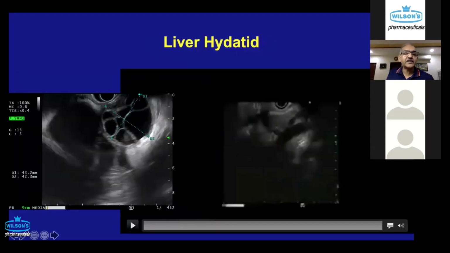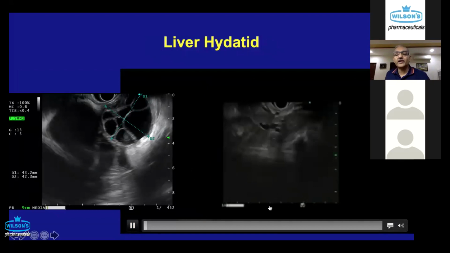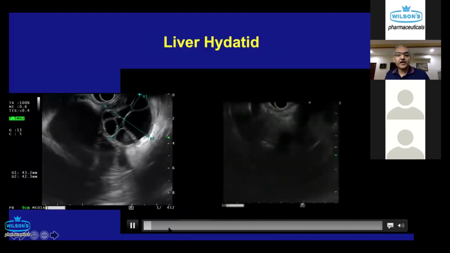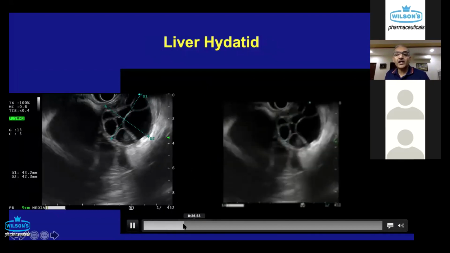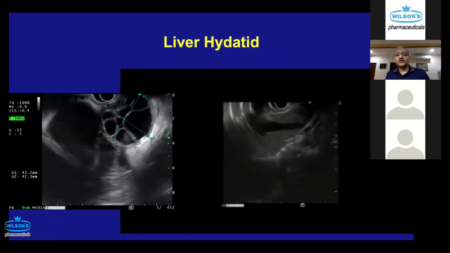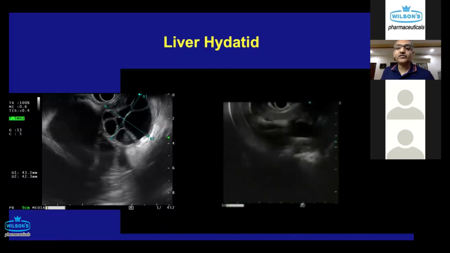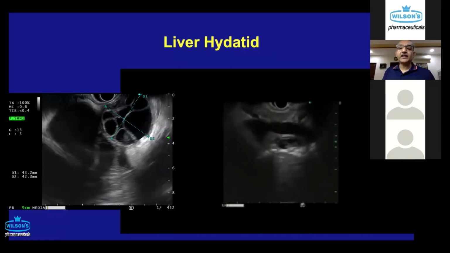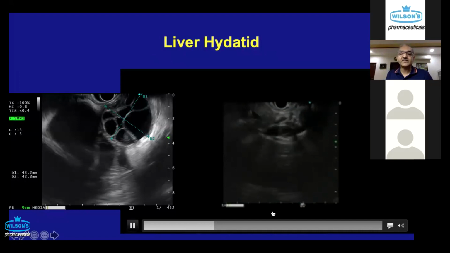Moving forward, this is hydatid disease in the liver, which can be quite common in India. I'm sure it's also in Pakistan as well. So this was a young pregnant lady who had come with obstructive jaundice and cholangitis. We could not do CT, and ultrasound was not very forthcoming. So the decision was to look for the stones in the bile duct, and we found something else actually.